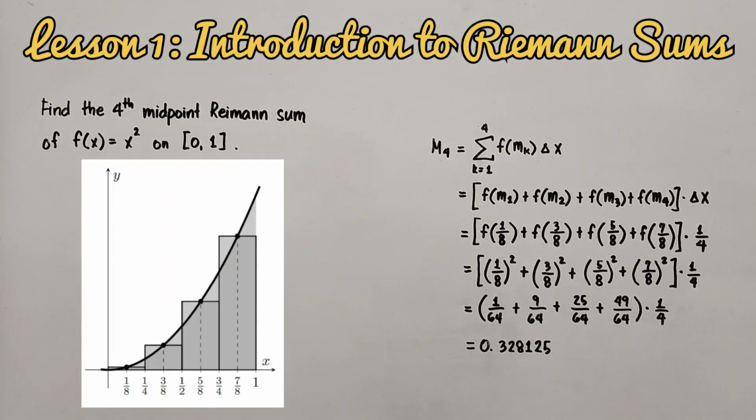For this example, we are going to compute the fourth midpoint Riemann sum of f of x equals x squared on the same interval 0, 1. Using the general formula, we have f of m sub 1 plus f of m sub 2 plus f of m sub 3 plus f of m sub 4 times the step size. m sub 1 is 1/8, m sub 2 is 3/8, m sub 3 is 5 over 8, and m sub 4 is 7 over 8. And the step size is 1/4. M sub 4 is equal to 0.328125.